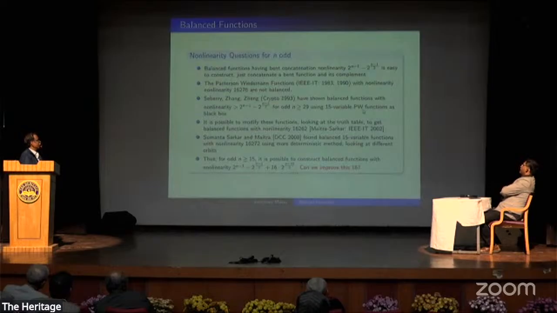Nonlinearity question for n odd. In odd also, the Patterson-Wiedemann functions are not balanced. So we tried to see what we can do for balanced functions. The paper by Patterson and Wiedemann is from 1983. In 1993, Seberry, Zhang and Zheng did a lot of work. Jennifer Seberry is also a very popular person in India. She is very old now, in Australia, at the University of Wollongong. She used to come to Kolkata very often. She could use the 15 variable function as a black box and did some mathematics and showed that for n greater than or equal to 29, balanced functions exceeding the bent concatenation nonlinearity are possible. But later, we looked into those functions. I told you that at that time we were trying, and we got many more results in this domain, and we could publish.